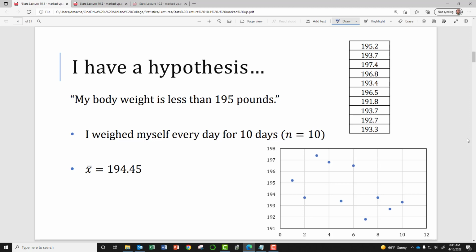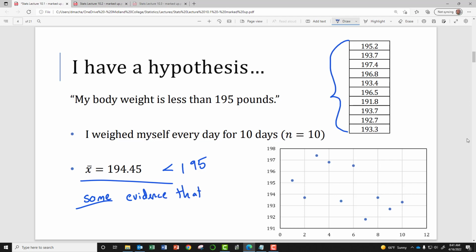So let's say I weigh myself every day for 10 days, and so these are the measurements I'm taking. So this is my data set. You can see that the mean of this data set, my sample mean, is 194.45 pounds. And so this is certainly less than 195 pounds, and so that means that we do in fact have some evidence that my body weight is less than 195 pounds. So I would say that I have some evidence in favor of my hypothesis.